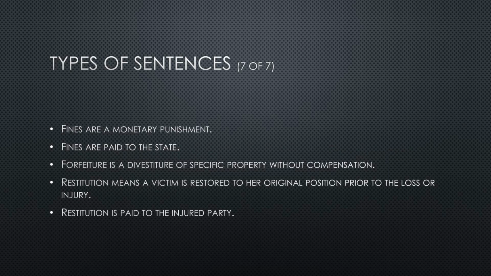Finally, fines. So fines are monetary punishment, and there are two places where those who are convicted must pay money. One to the state, and then two to the victim. So if you have a fine, that fine typically goes to the government. It is a punishment. If you get a ticket, you're getting a fine. That's the kind of sentence or punishment you're getting. Fines are paid to the state.